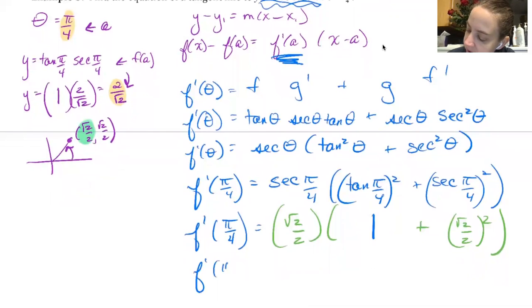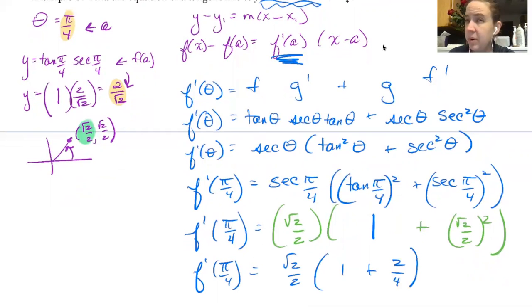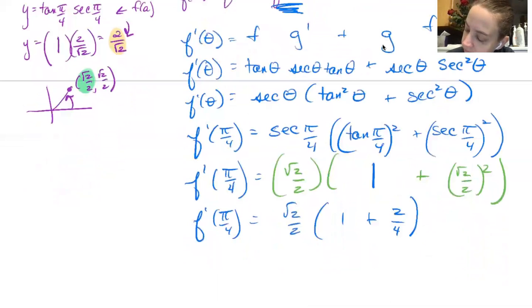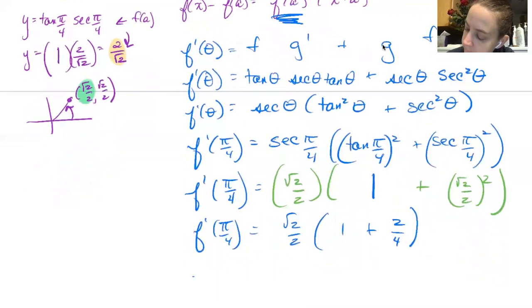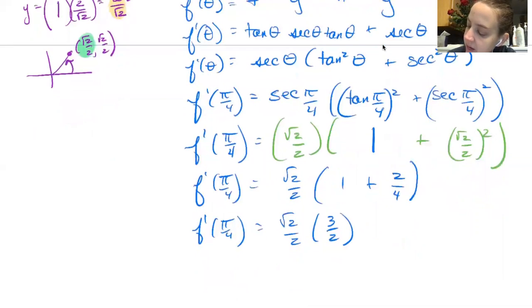F prime of pi over 4 is equal to root 2 over 2 times 1 plus root 2 over 2 squared. This is 2 over 4, which is a 1/2. So 1 plus 1/2 is 3/2. So this is 3/2. Now when I multiply, I've got 3 root 2 over 4.